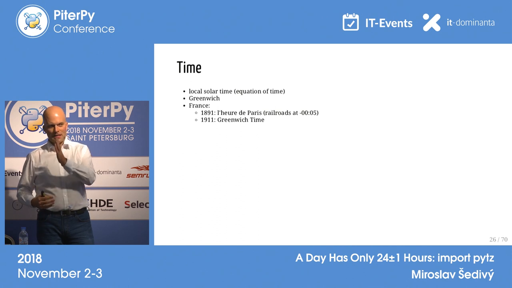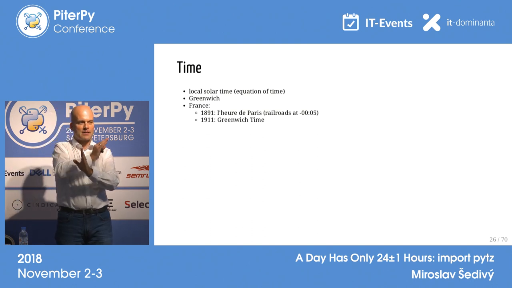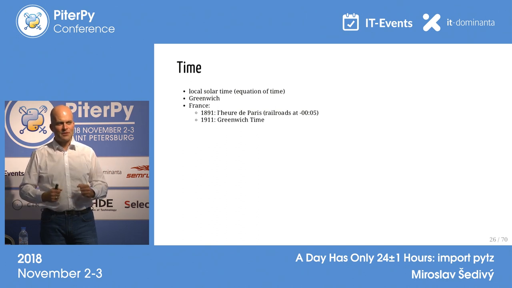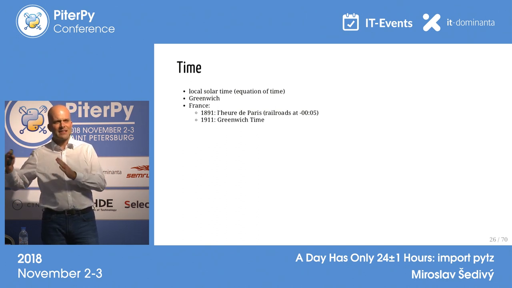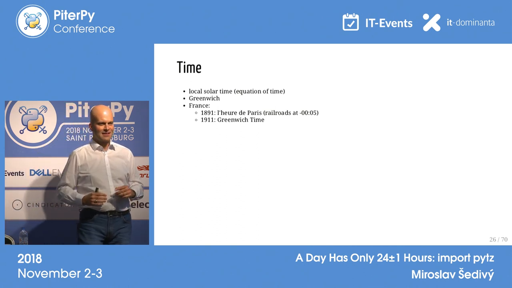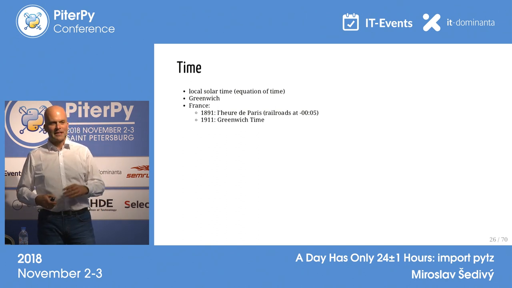They took Paris as their standard and added 5 minutes to that. Not because there would be something interesting a few kilometers from Paris, but because if you run for a train, you wish the train would be a little late, ideally by 5 minutes, so you don't arrive late. So these 5 minutes are exactly for the people who were late for the trains. And only in 1911 did they adopt Greenwich time.